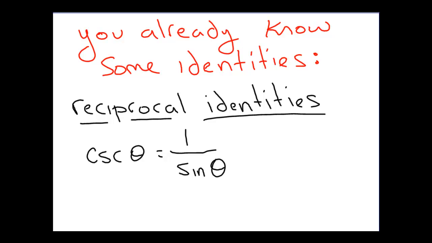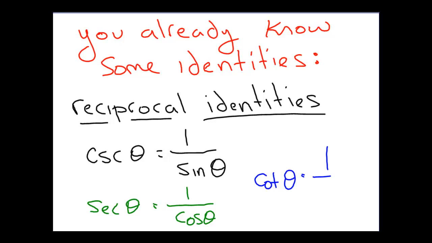Another reciprocal identity that we know is that the secant of an angle is always 1 over the cosine of that angle. Again, it's true for all values of the variables. And of course we have that the cotangent of any angle is always the reciprocal of the tangent of that angle. So these are the reciprocal identities.